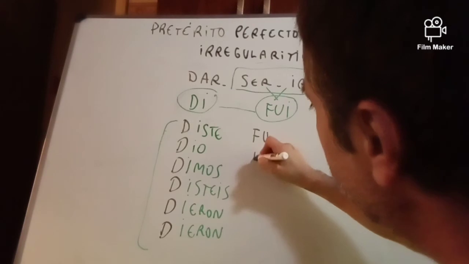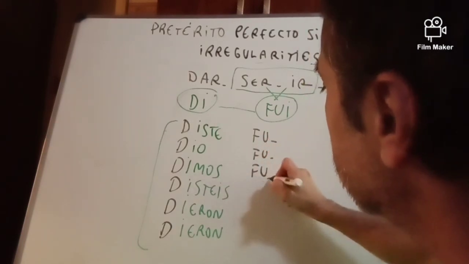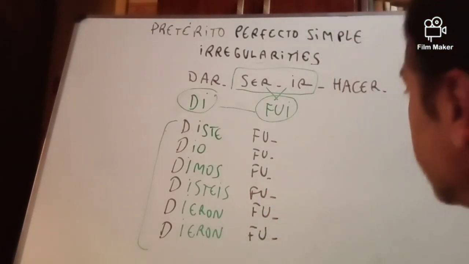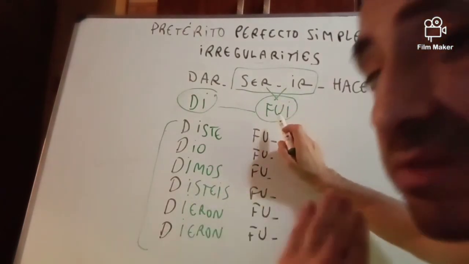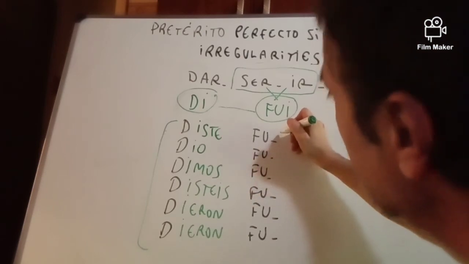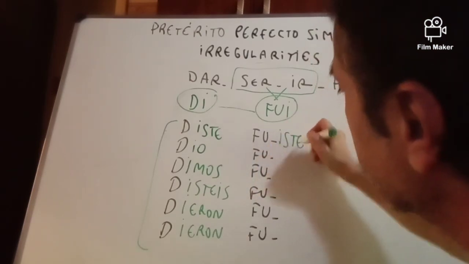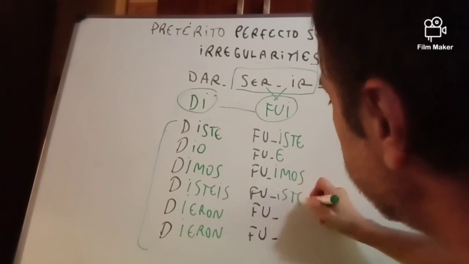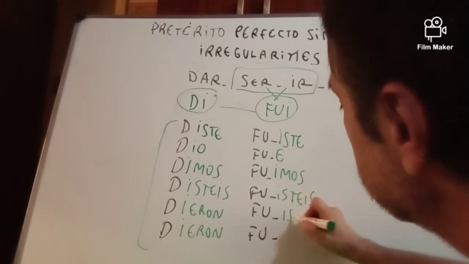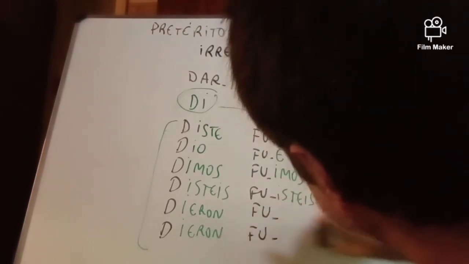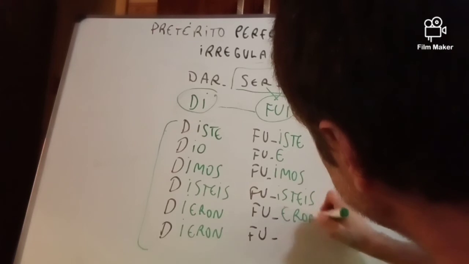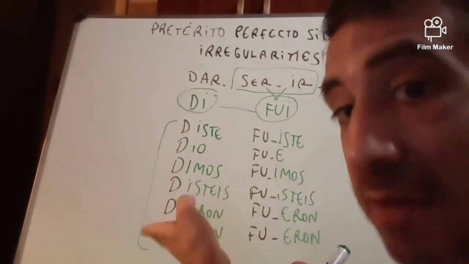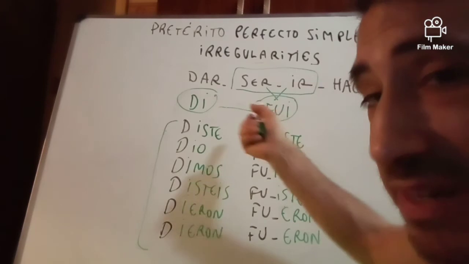Let's write fu as the root. I was, I went, fui. Identical. You were, you went, fuiste. Él, ella fue, nosotros, nosotras fuimos, vosotros, vosotras fuisteis, ustedes, ellos, ellas fueron. So, it's curious that something like this happens in Spanish, but it's like this. They are exactly the same in the past.